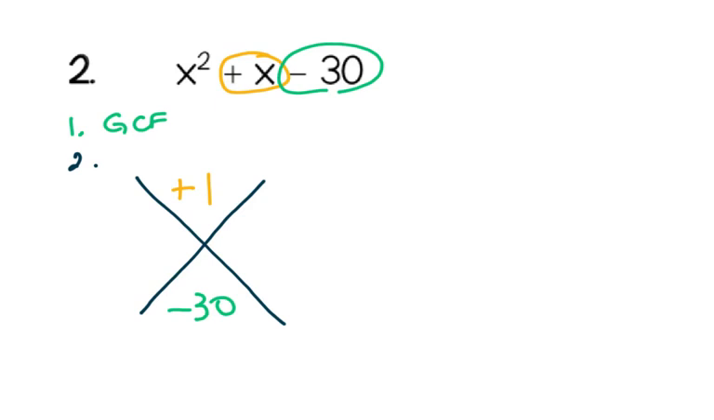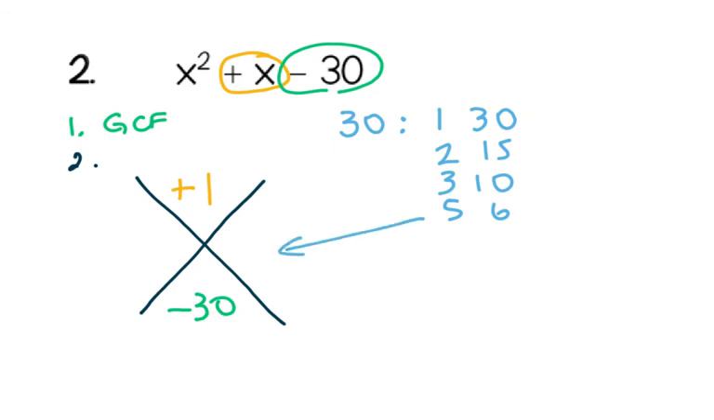So here's what we do. Look at 30. Ask yourself, what are ways that I can multiply to get 30? So I like to just list them. So 1 times 30, 2 times 15, 3 times 10, and 5 times 6. Those are all the ways that you can get 30 when you multiply. So any of those would work right here. Okay, I could use any of those to get a multiplication or a product of negative 30. Now, as far as the negative part of the 30, we'll worry about that in a second.